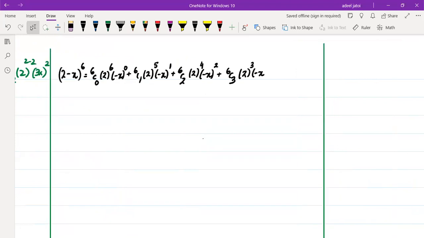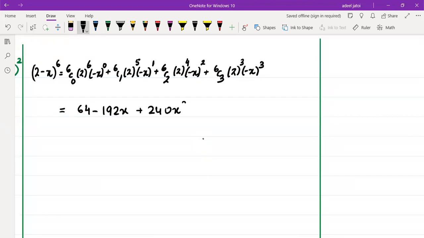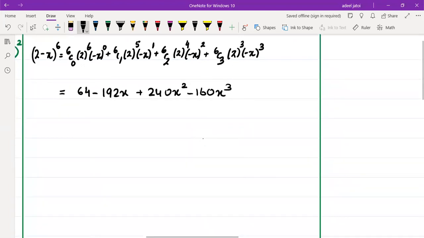So (2 - x)^6 can be opened as 6C0 2^6 (-x)^0, 6C1 2^5 (-x)^1, 6C2 2^4 (-x)^2, 6C3 2^3 (-x)^3. So if we just open it, we can write this as 64 - 192x + 240x^2 - 160x^3.